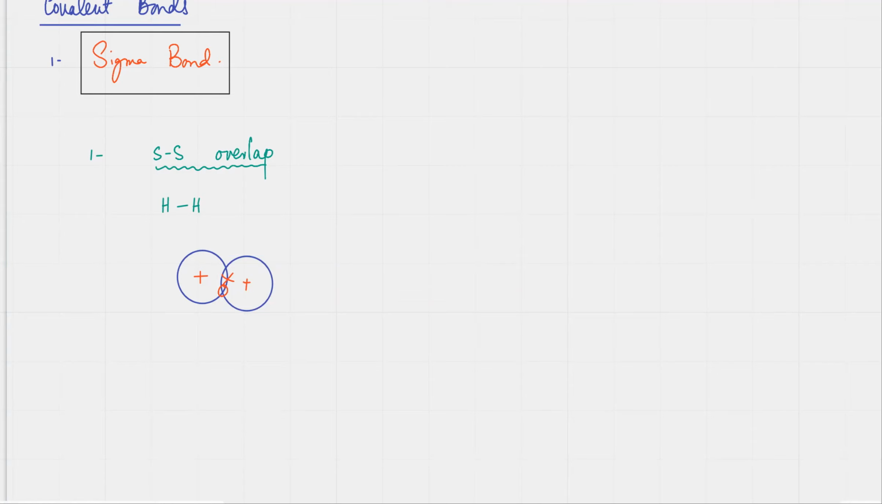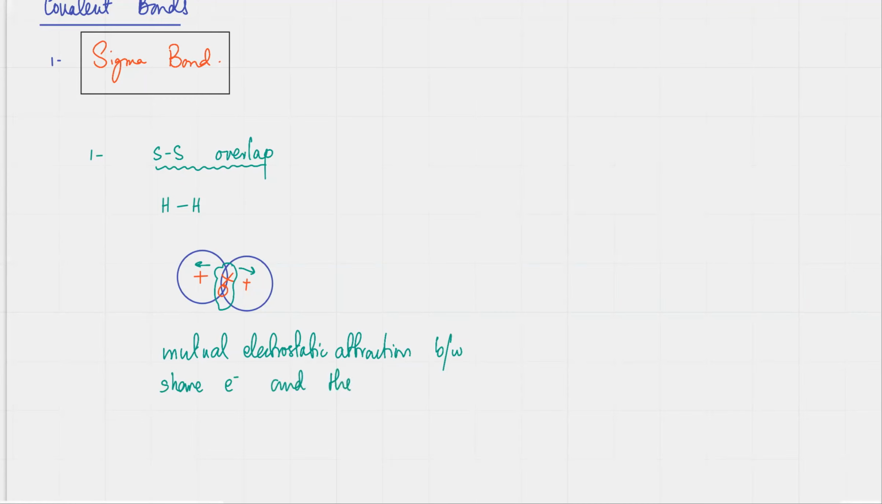So why is there a force of attraction? There's a force of attraction because the shared electrons, the ones that are stuck, are being attracted by both nuclei. Or you can say both nuclei are attracted to the shared electrons. So there's mutual electrostatic attraction, because the nucleus and the electrons have opposite charges. So mutual electrostatic attraction between the shared electrons, which are negatively charged, and the positive nuclei of the atoms. So that is what the bond is. It's a force of attraction that exists because both nuclei are attracted to these shared electrons.